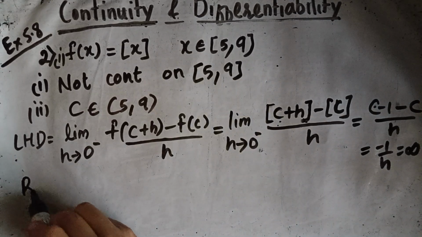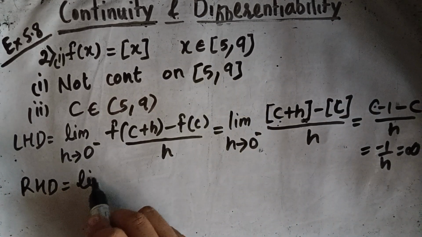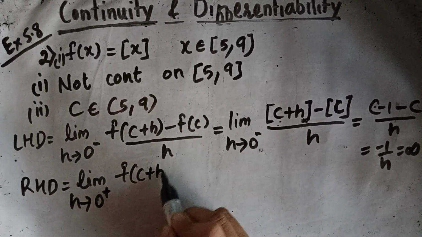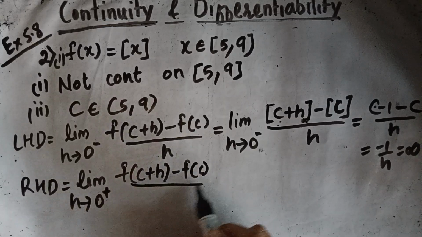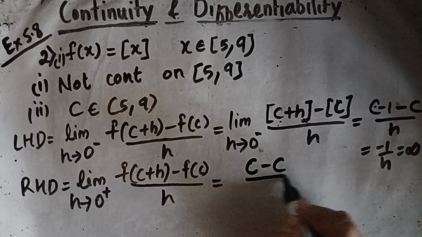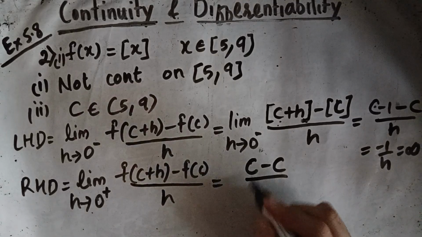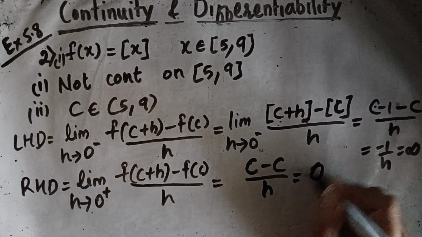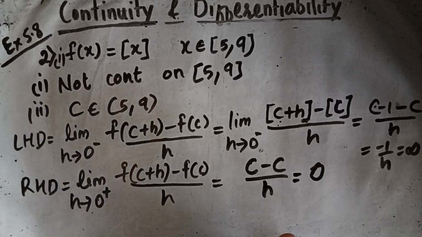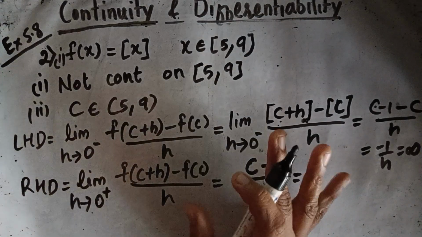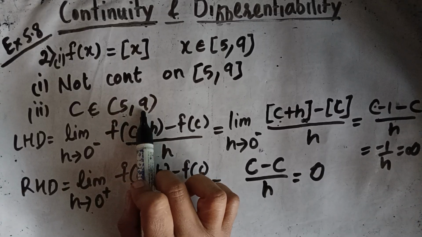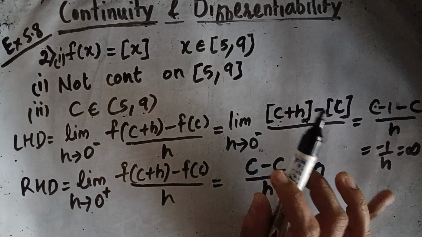For right hand derivative, it will be the limit as h tends to 0 plus. The same way you have to do it. Only thing is here it will be c, since we are approaching from the right hand side. So this is 0. Since left hand derivative and right hand derivative are not equal, we can say that it is not differentiable at x equal to c, which belongs to the interval 5, 9. So it is not differentiable.